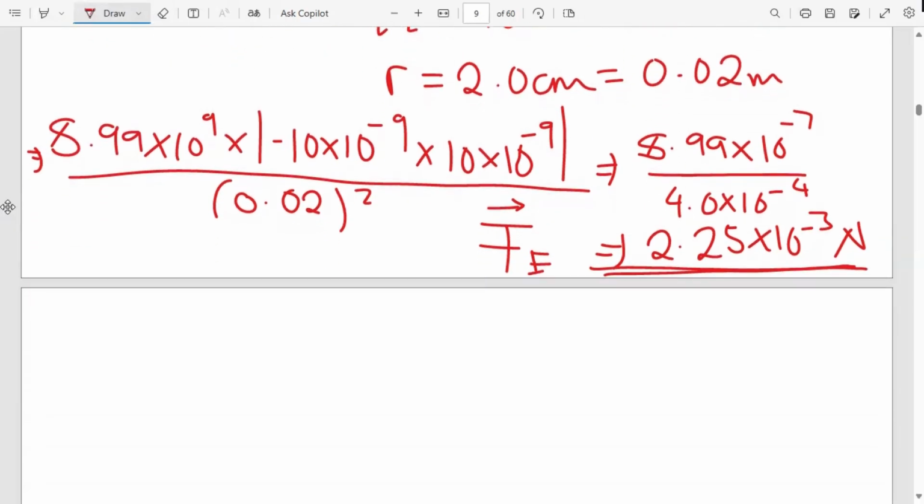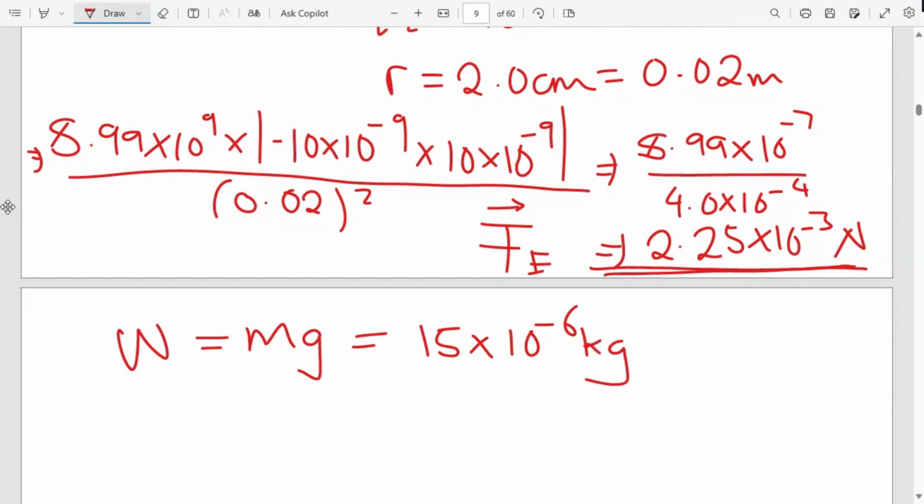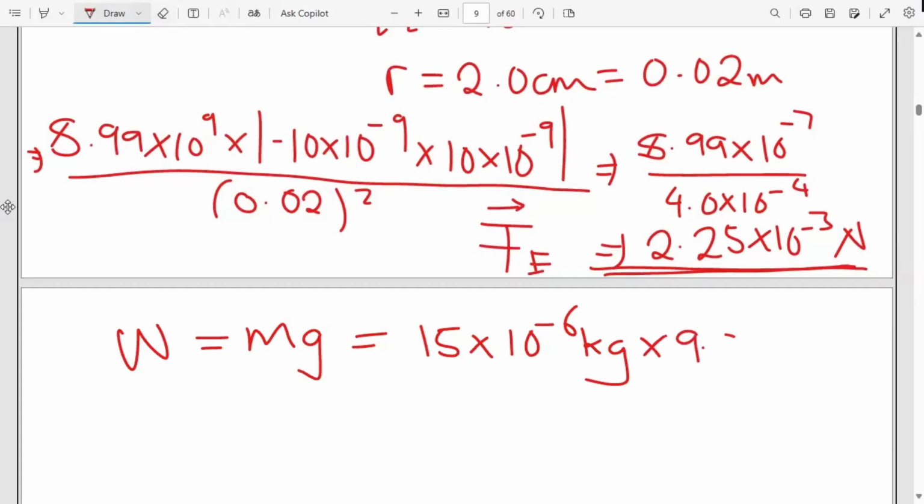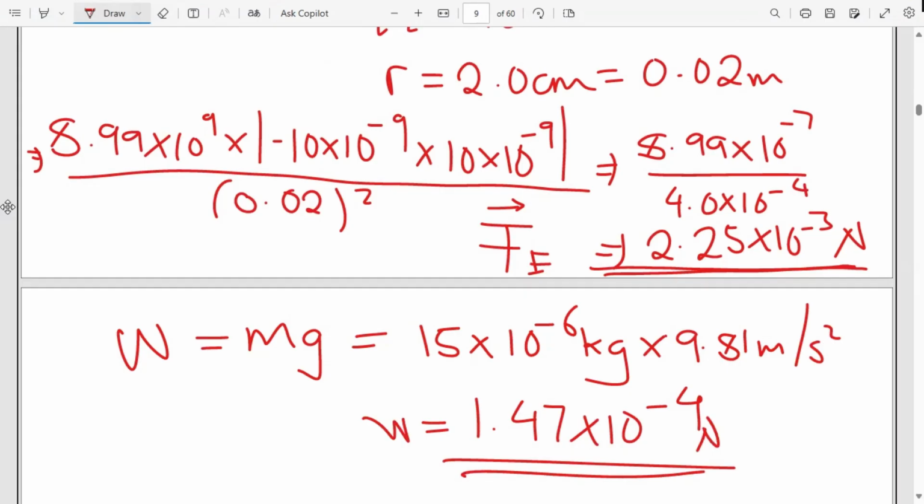Now we can calculate the weight of the glass bead. The weight of the glass bead will be equal to mass multiplied by gravity. We've been given the mass as 15 milligrams, so we can convert this into kilograms, and we get 15 times 10 to the power -6 kilograms, multiplied by the value of gravity, 9.81 meters per second squared. This gives me a weight equal to 1.47 times 10 to the power -4 newtons. So this is the weight of the glass bead, whilst the other is the force of attraction between the two charged spheres.